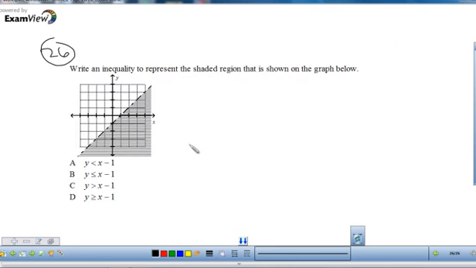Okay, so write an inequality. So notice that it's shaded low. So that means it's going to be less than. Since it's a dash, there's no line. Okay, so notice all the equations are the same. The only thing that's different is the inequality. So which one has less than? Would be A.